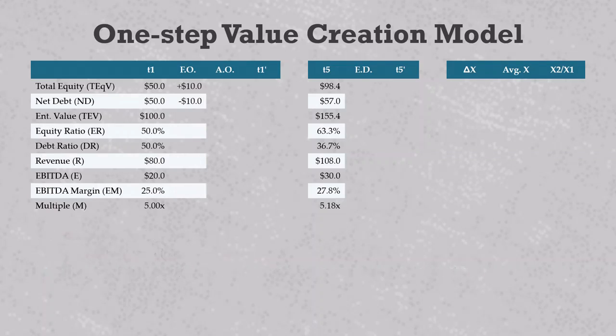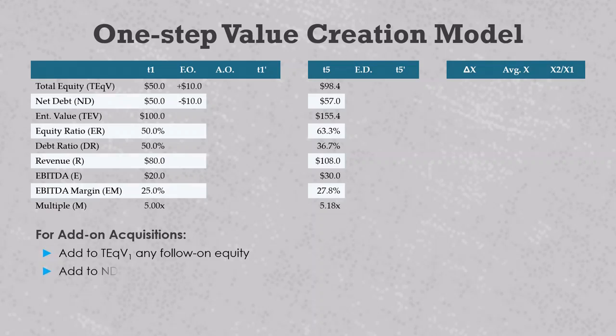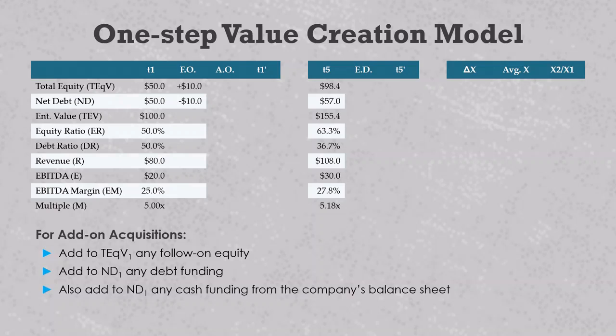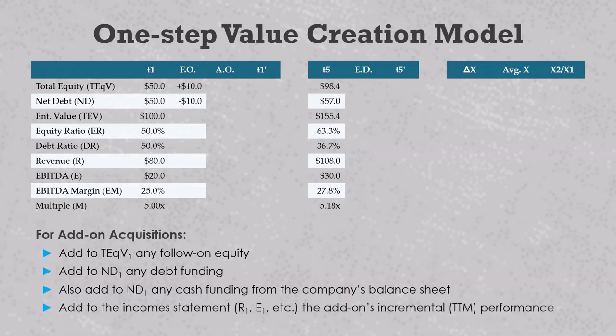For add-on acquisitions, the rules are add to Tech V1 any equity funding, add to ND1 any debt funding, and also add any cash from the company's balance sheet that was used to fund the transaction. To the company's income statement, add the add-on's incremental TTM performance. So for the $20 million add-on in this example, these are the adjustments.